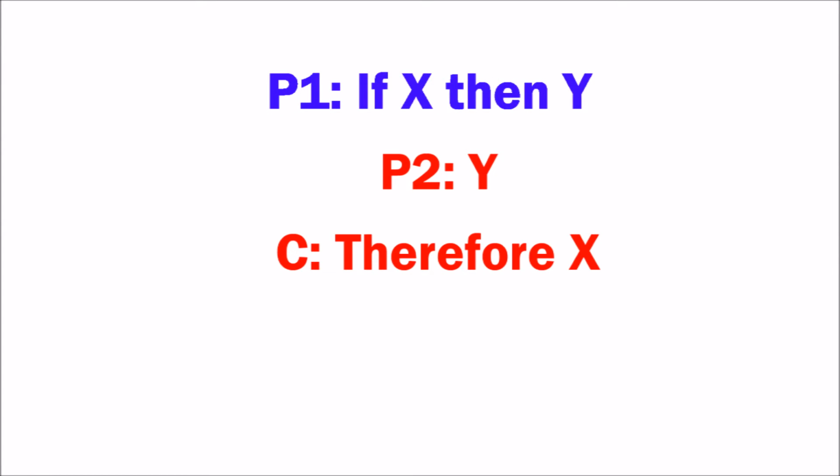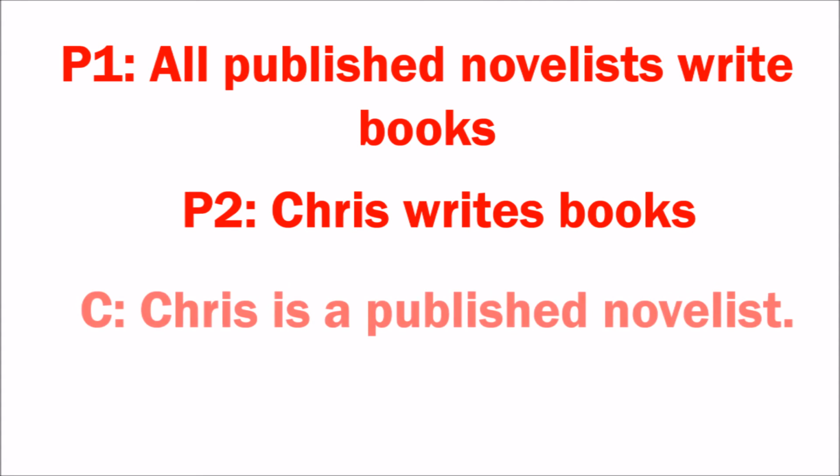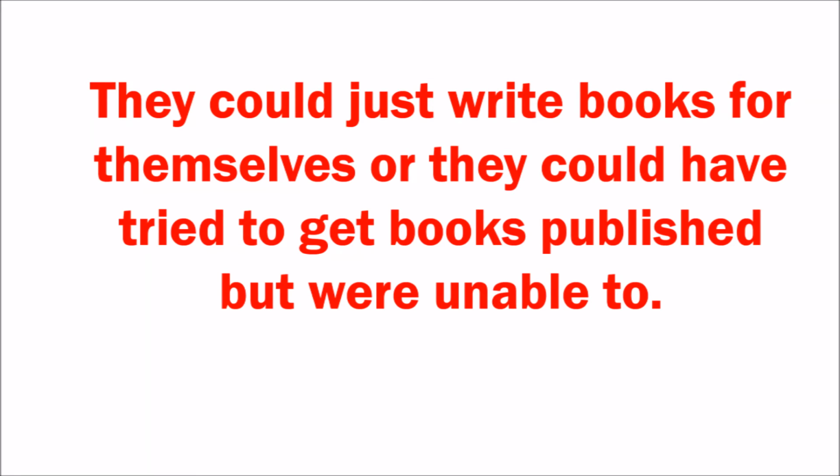Let's apply this to our example. All published novelists write books. Chris writes books. Therefore, Chris is a published novelist. The form of this argument doesn't work. The premise doesn't state that people who write books are published novelists, and so drawing that conclusion doesn't follow the form of the argument. They could just write books for themselves, or they could just have tried to get books published but were unable to.